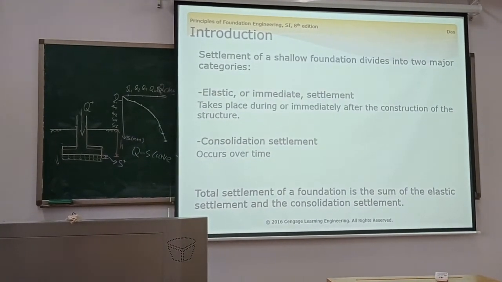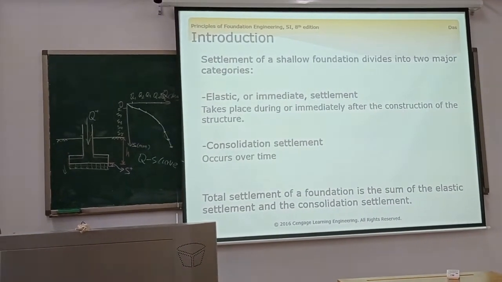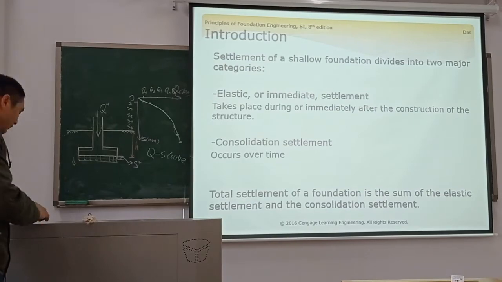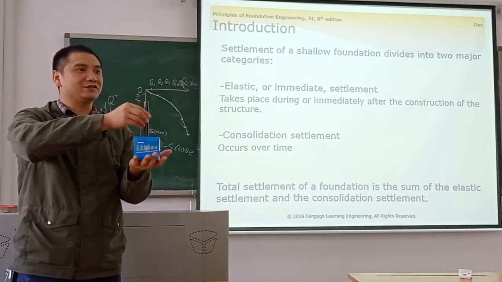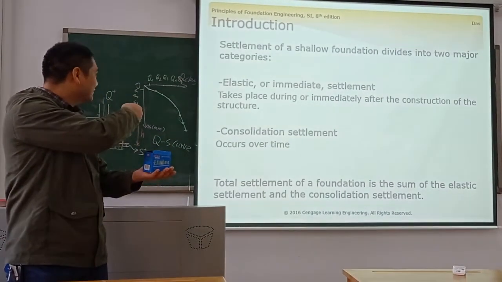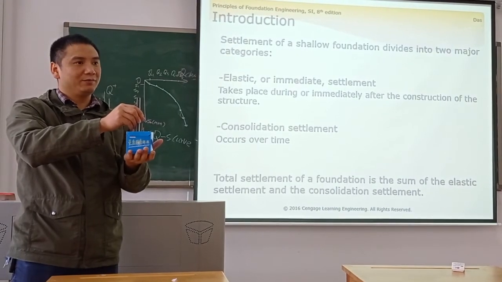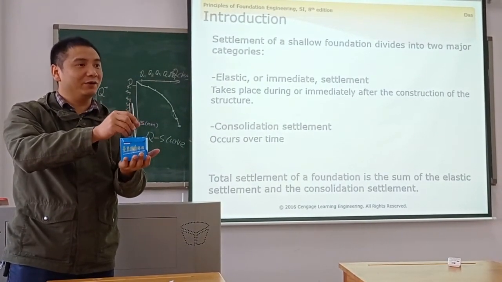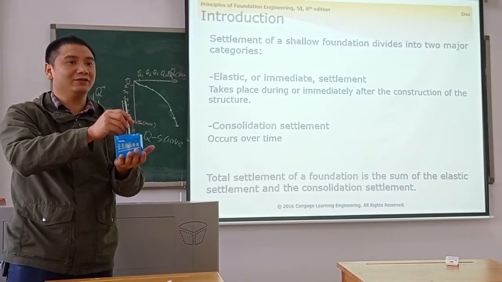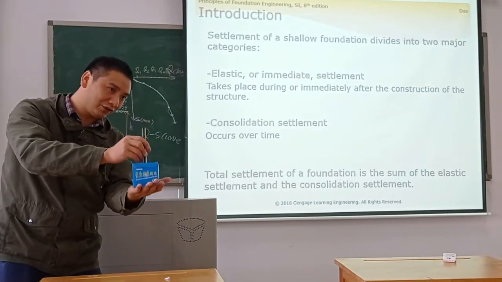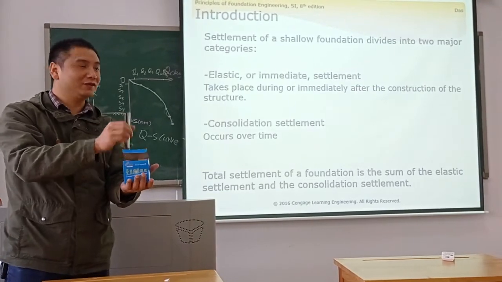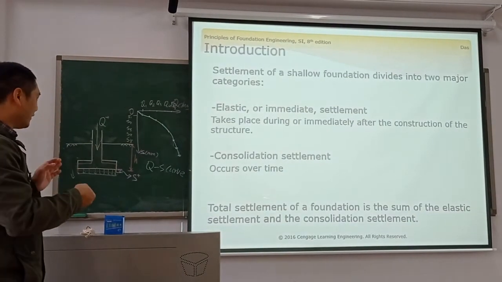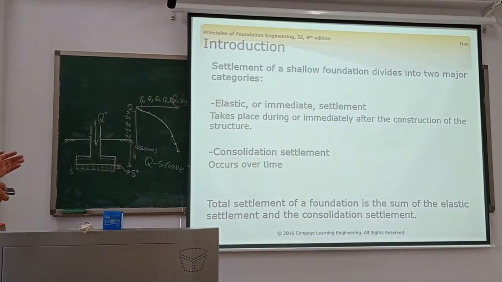This elastic or immediate sediment takes place during or immediately after the construction of the structure. This is the foundation. We add the load just at the moment, and this foundation will have elastic or immediate sediment. But we keep the load. The foundation will have sediment during the time. When it is 1 year, 2 years, 3 years, the sediment will go down with the time. This is the consolidation sediment. So the total sediment of the foundation is the sum of the elastic and the consolidation.